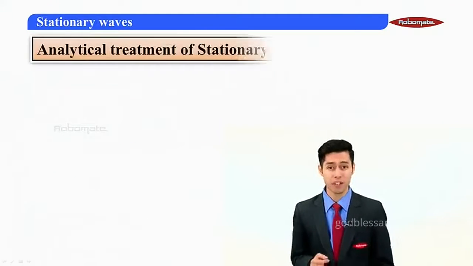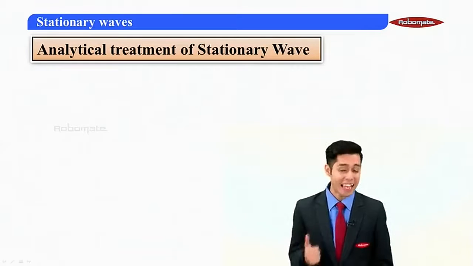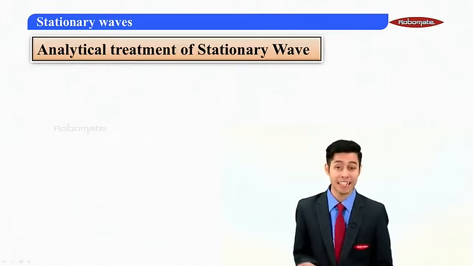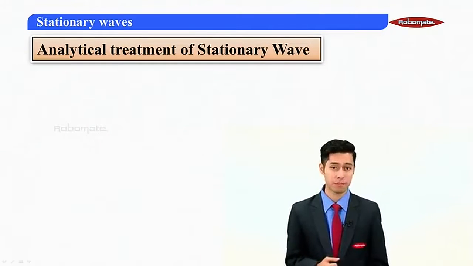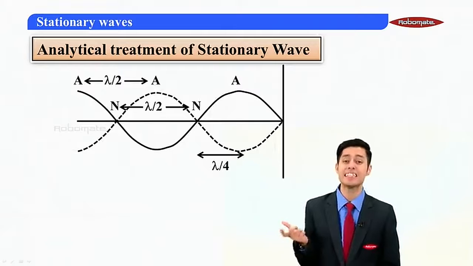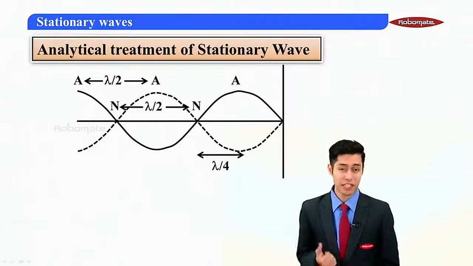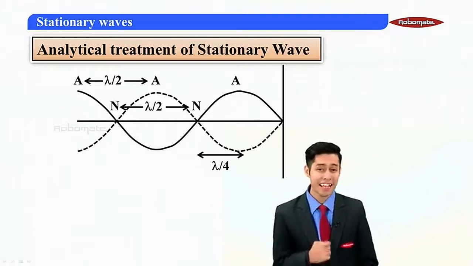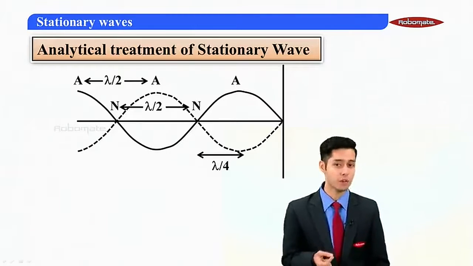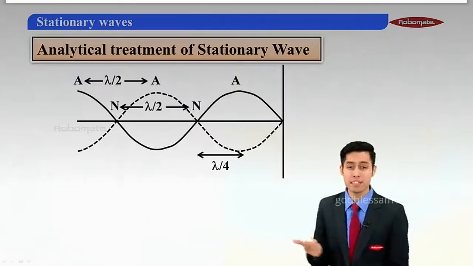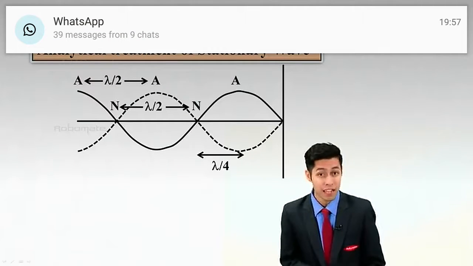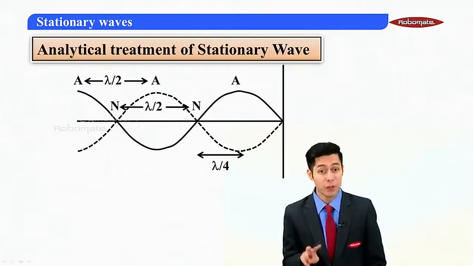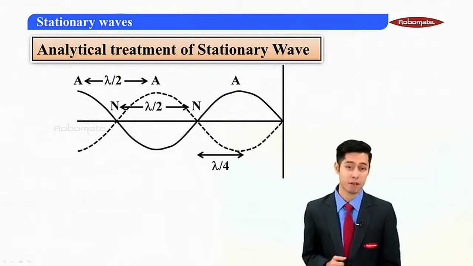For deriving this equation, we need to consider the analytical treatment of a stationary wave, where we analyze mathematically how we obtain that equation. For that, we need to physically consider a stationary wave. You can see the stationary wave, which has N indicating nodes and A indicating antinodes. As we all know, the distance between two nodes is lambda by 2, between two antinodes is also lambda by 2, and between a node and an antinode is lambda by 4.